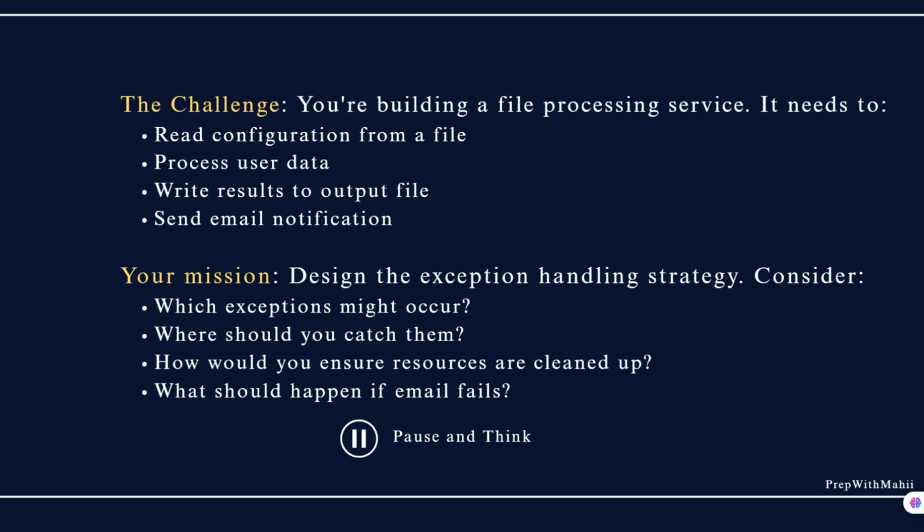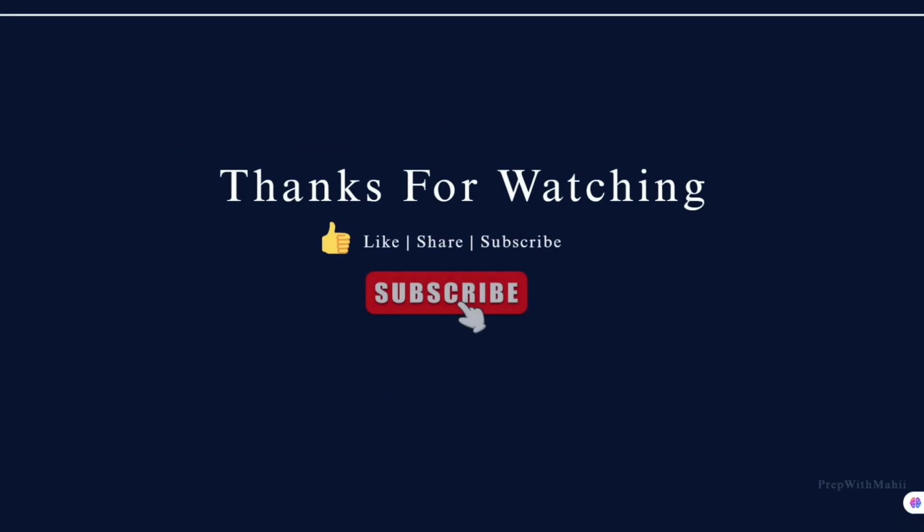Okay, so use try with resources for all file operations. Catch IO exceptions specifically for file issues and catch email exceptions separately. Don't fail the entire process. Now your turn.